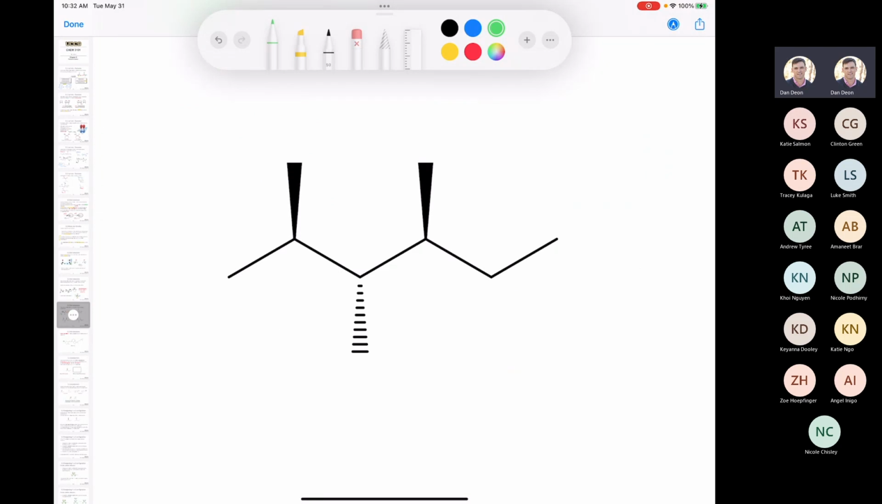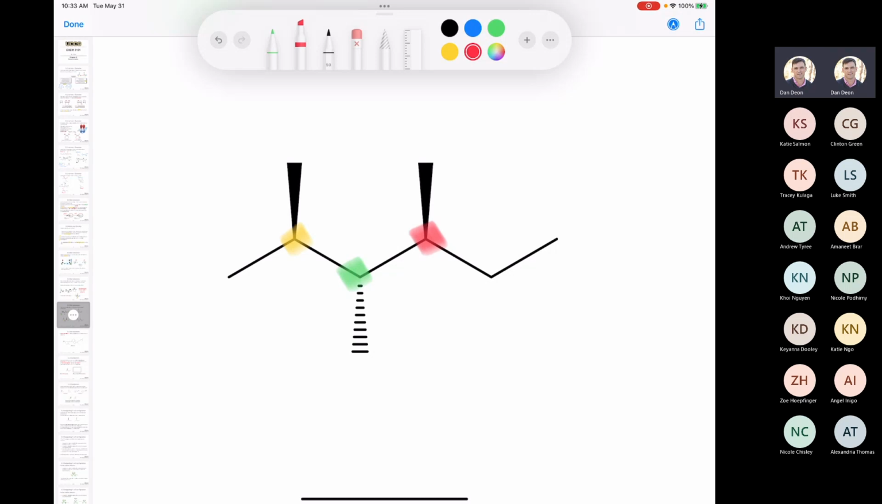Let's try this one here. Are there any chiral centers in this molecule? Any chiral centers in this one? What if I highlighted some of the carbons? What if I put this one in yellow, this one in green, and this one in red? Yeah, so Zoe, which ones do you think would be chiral centers? Or anybody?